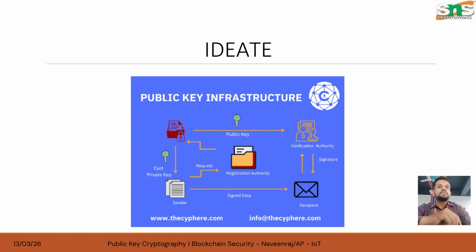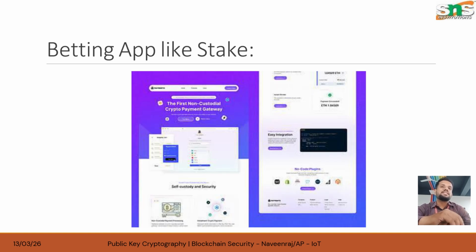In real-time examples like banking, the message is signed with the private key, then encrypted using the receiver's public key. It provides the CIA triad, that is confidentiality, integrity and authentication.